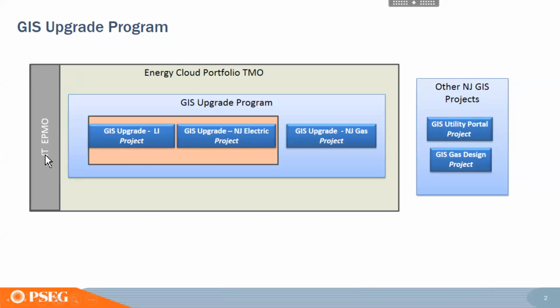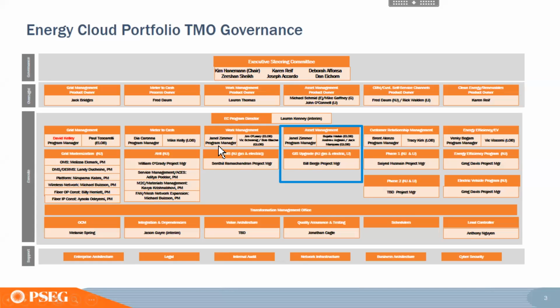And I mentioned here the IT EPMO, we follow the stage gate process. I also want to mention there are a couple of other projects outside of the GIS upgrade program that are also running right now, so if you hear GIS, it could mean multiple things. I mentioned the Energy Cloud portfolio. This is the grouping of projects. There are several here: grid management, meter to cash, work management, and we fall under asset management for the GIS upgrade. I'm mentioning this because you may have projects in the future that fall under this Energy Cloud portfolio or a different portfolio, so you'll understand this process.